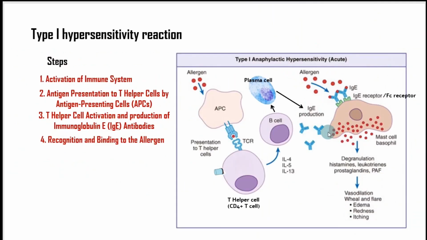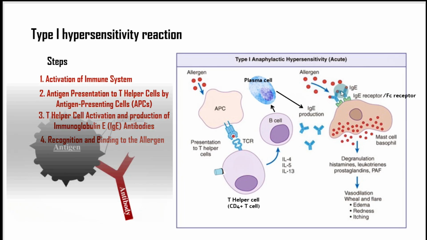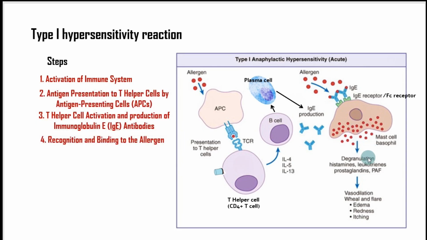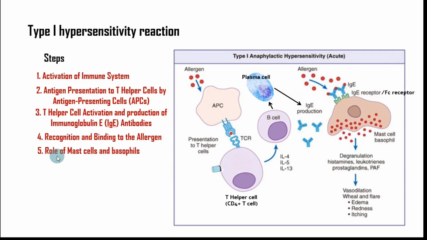So once produced, the IgE antibodies circulate in the bloodstream, ready to encounter their specific allergen again. So for example, when you are re-exposed to the same allergen, the IgE antibodies recognize it and bind to its surface. The binding of IgE antibodies to the allergen is a crucial step in the allergic response and sets the stage for subsequent reactions in the immune response. Let's see what is the role of mast cells and basophils in type 1 hypersensitivity reaction.